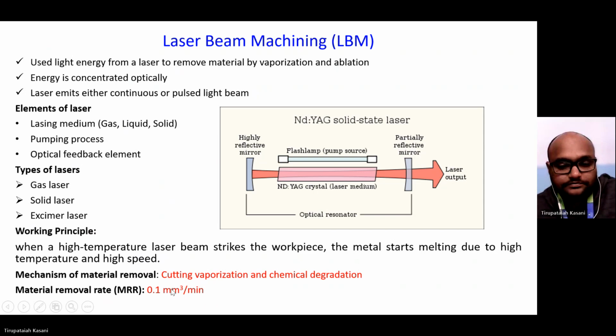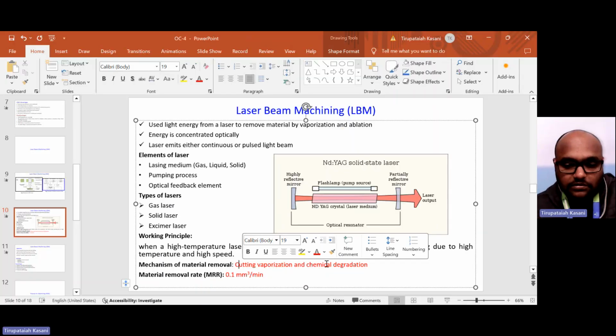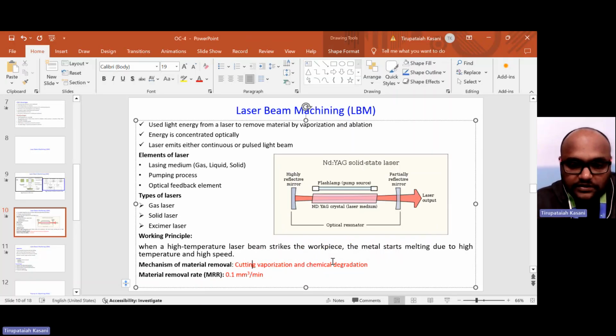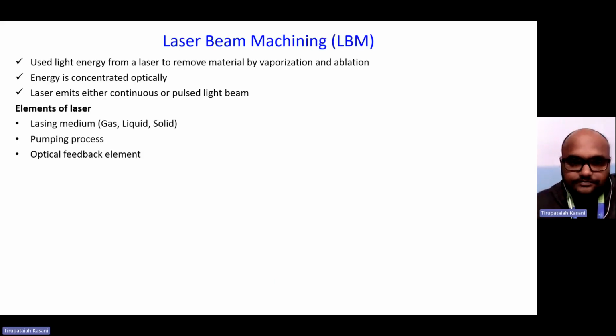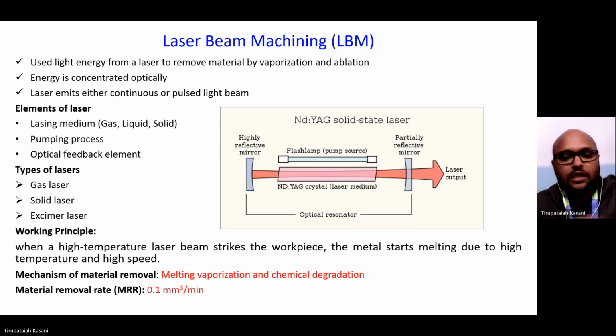Let me edit this here only. Melting, vaporization, and chemical degradation. Material removal rate is 0.1 mm cube per minute.